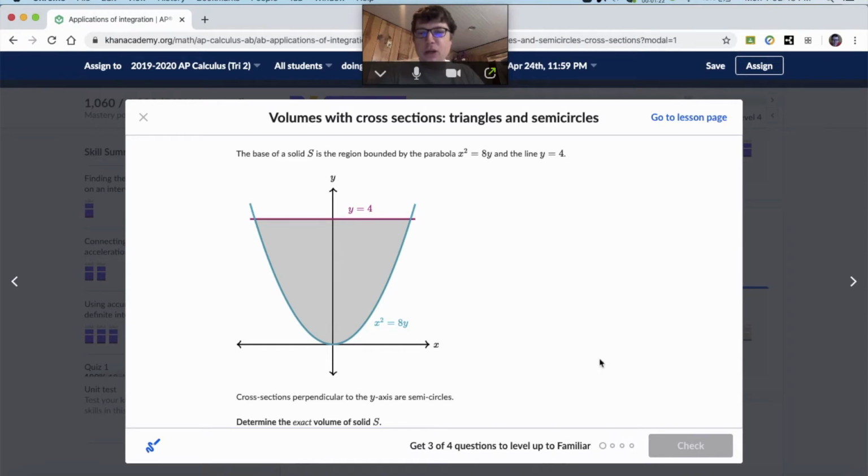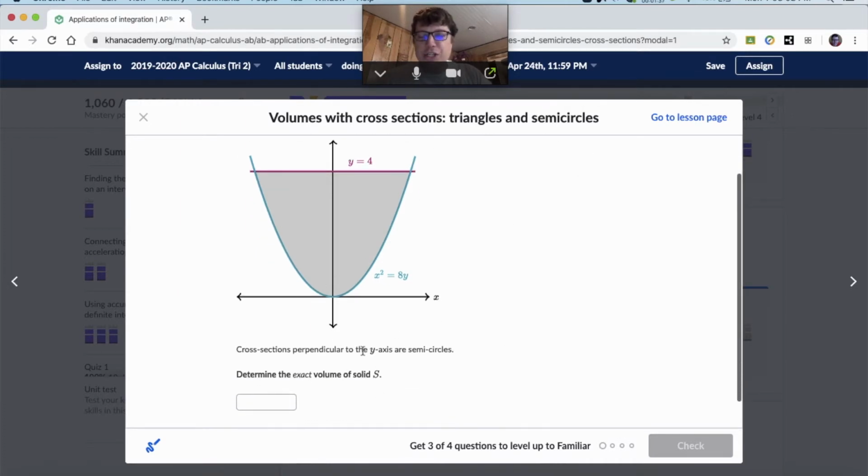The base of a solid, capital S, is the region bounded by the parabola x squared equals 8 times y. So that's the parabola here. And the line y equals 4. Cross sections perpendicular to the y-axis are semicircles.